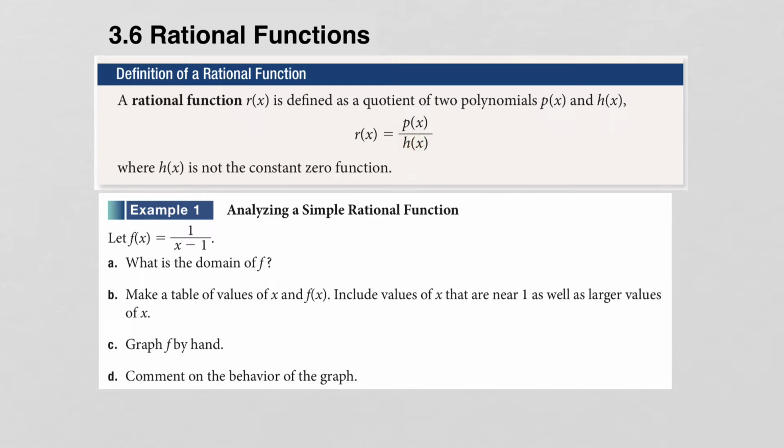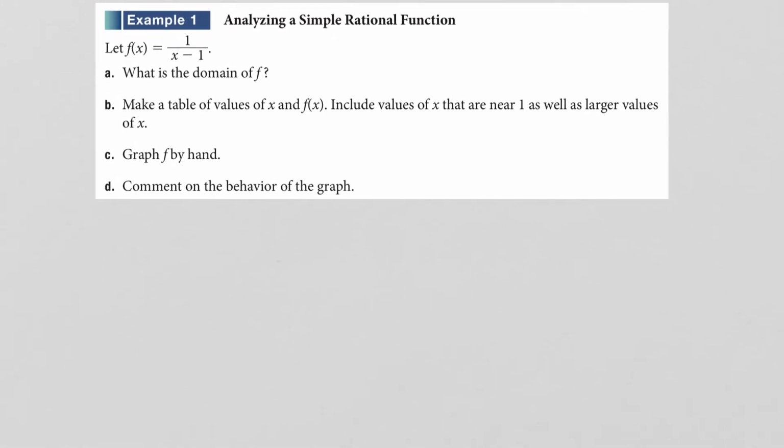So in the first example, let's consider the rational function f of x equals 1 over x minus 1. We want to look at the domain of a rational function, a table of values, a graph of the rational function, and then we'll make some comments about the behavior of the graph. So first of all, what is the domain of this function?